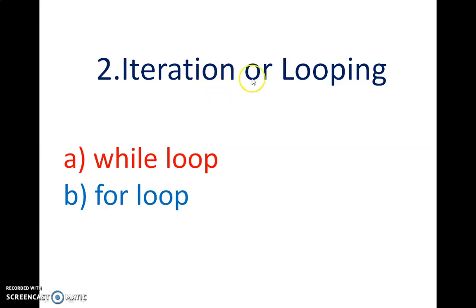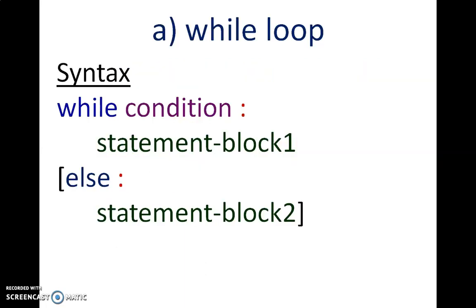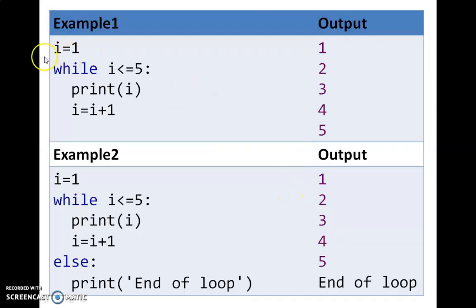The next control structure is iteration or looping. Python has two types of loops, while loop and for loop. While condition colon, statement block 1, else colon, statement block 2. Here the else part I have placed within square brackets, which means that the else part is optional. Example: i equals 1, while i less than or equal to 5 colon, print i, i equals i plus 1. Here i less than or equal to 5 is the condition, and print i and i equals i plus 1 form the body of the loop or the statement block.